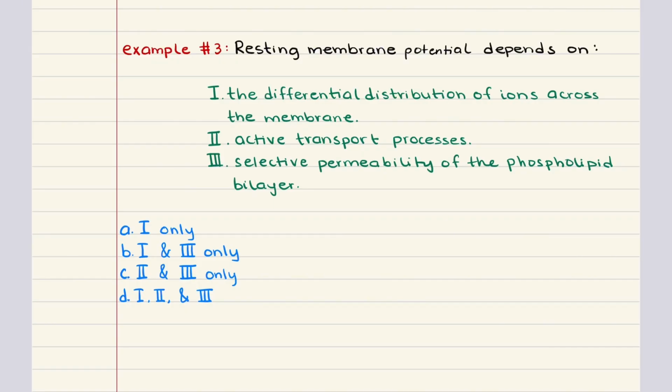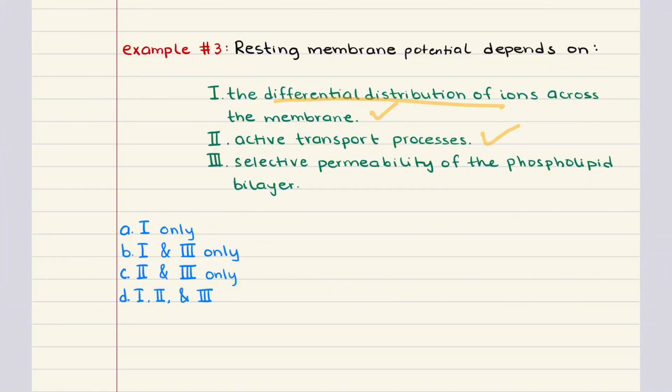First, we discussed that there is a differential distribution of ions across the membrane. Sodium is more concentrated outside the cell, while potassium is more concentrated inside. Second, we covered that active transport, mainly the sodium-potassium ATPase, is essential for maintaining these gradients over time by pumping sodium out and potassium in against their concentration gradients using ATP.